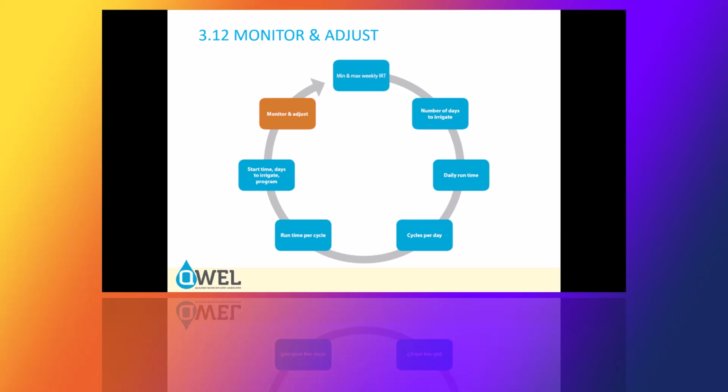So we want to monitor the soil moisture at the appropriate root depth for each hydrozone. We talked about using a soil probe to do that. Sometimes there might be soil sensors in turf areas that can help us with that. There are a number of ways to monitor soil moisture.